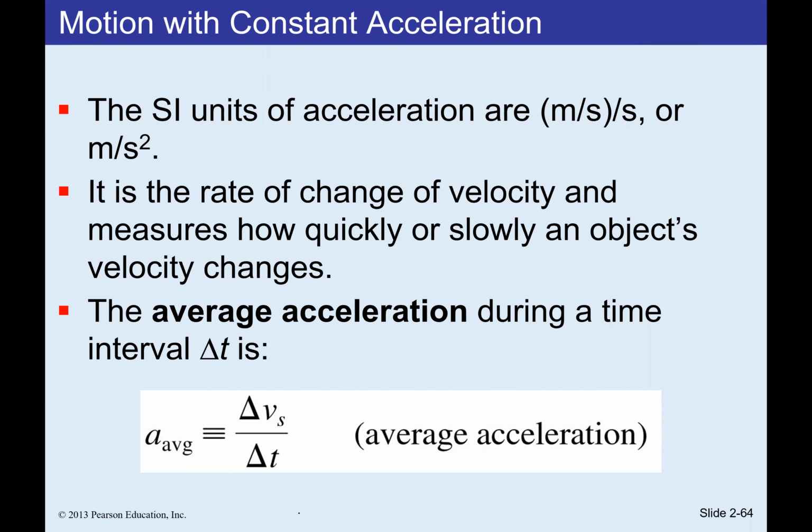Okay. So we have average acceleration, which tells you how you change your velocity during some time interval. Could be 5 seconds, 20 seconds, 5 hours, or whatever, right? So that's basically what we get for the delta V over delta T.